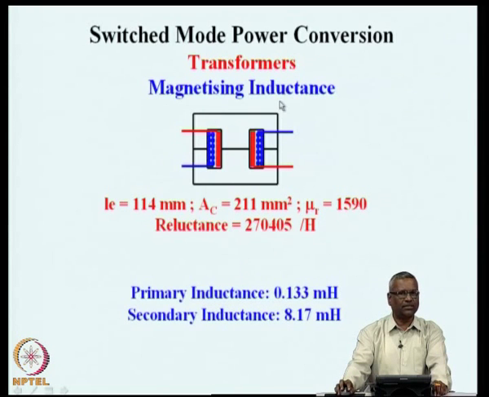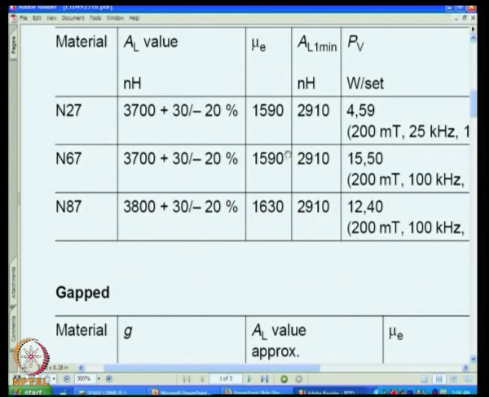The magnetizing inductance of the transformer ideally has to be infinity, so that there is no stored energy in the core. But in a real transformer, there is a finite magnetizing inductance, and on account of this, there is a magnetization current, magnetization flux, and so on. In this particular core, the core length is 114 mm, the core area is 211 mm square, and the relative permeability of the core we had seen from the data sheet is 1590 for N67 material.